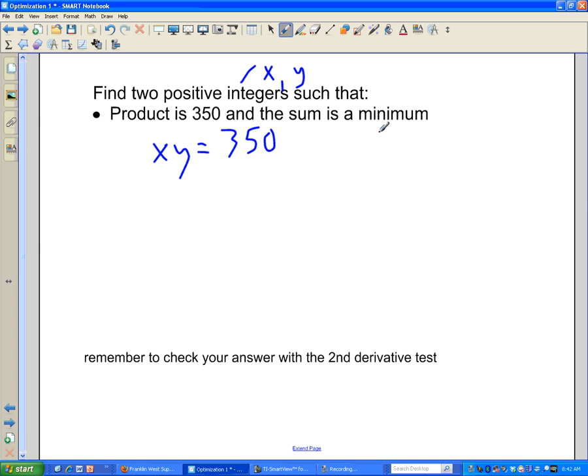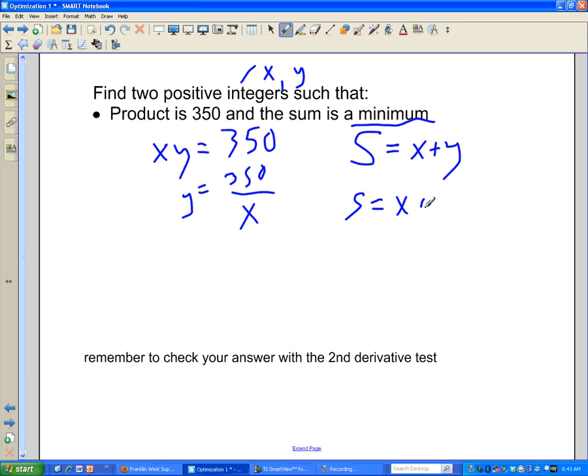And we want their sum to be a minimum. So for sum, we're going to use the letter s, and s is equal to x plus y. So this is the thing that we're going to try to minimize, the sum equation. And so this is the thing we're going to have to take the derivatives of. And so what we want to do is try to make it so we just have a nice simple derivative to deal with. So we're going to take this equation and solve it. y equals 350 over x. Okay? So when we replace y with 350 over x, this equation becomes x plus 350 over x.